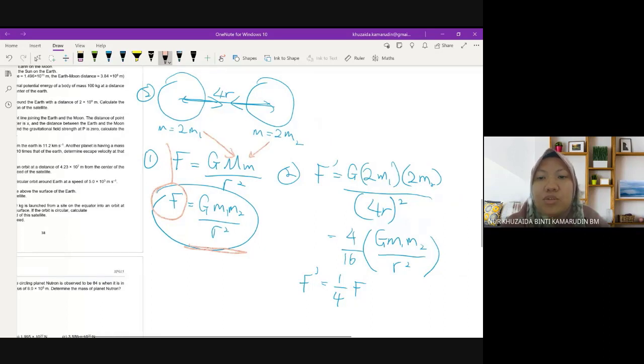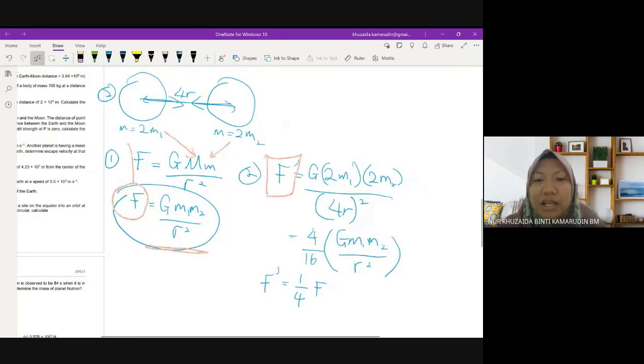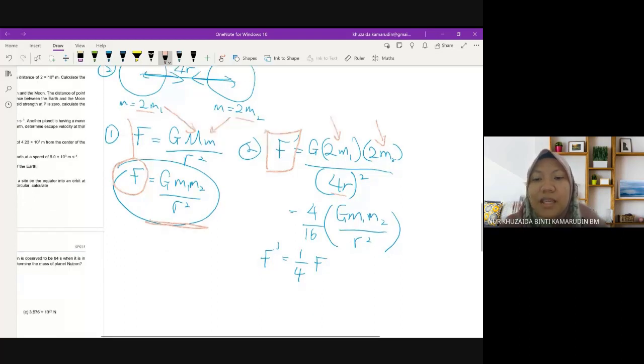So the new force, kita ambil balik equation asal, general equation G M over R square, tapi kita masukkan nilai yang barulah yang dia berikan. Nilai mass ni jadi 2M1, this one 2M2, and then the R is 4R, so masukkan balik. And then kita akan check balik semula, kita factorizekan sehingga dapat equation yang sama seperti F sebab jawapan dia nak in term of F.